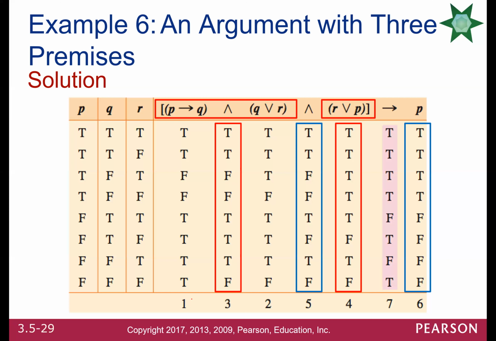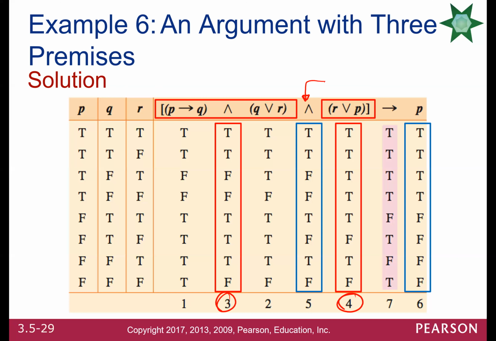So we're going to combine those using the conjunction, and we're going to combine column 3 and column 4. And that's going to be column 5. So we're going to take column 3, we're going to take column 4, and we're going to combine those using the conjunction. So the conjunction is only true if both statements are true.